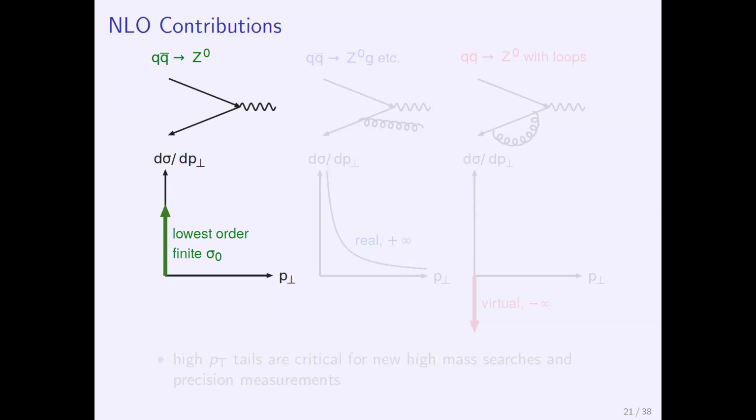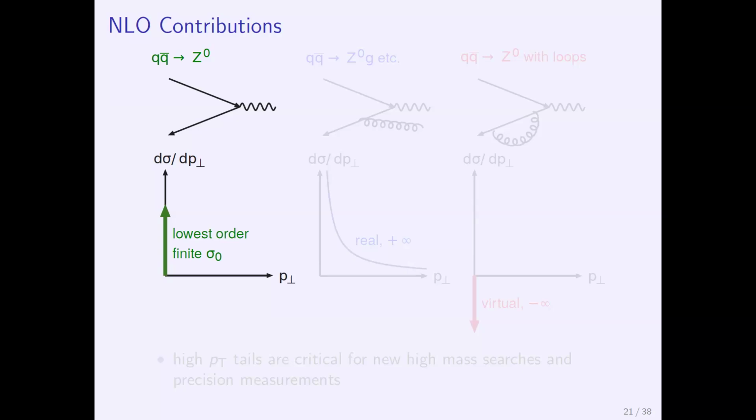If we do it at leading order, so it's a 2 to 1 process, that means that in our factorization we have no transverse momentum in those PDFs as we factorize things out. That means that if we were to calculate this out, at this lowest order, we would have a finite cross-section, and the PT of that Z would be 0, because there's nothing for it to recoil against. It's going to have 0 PT.